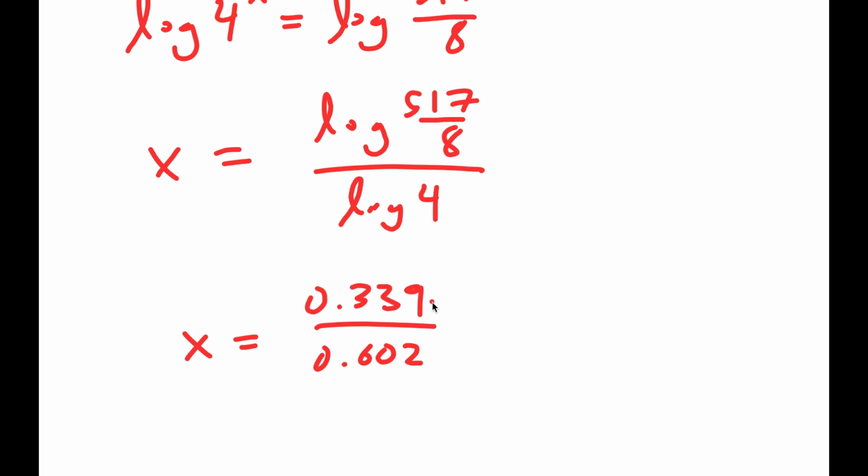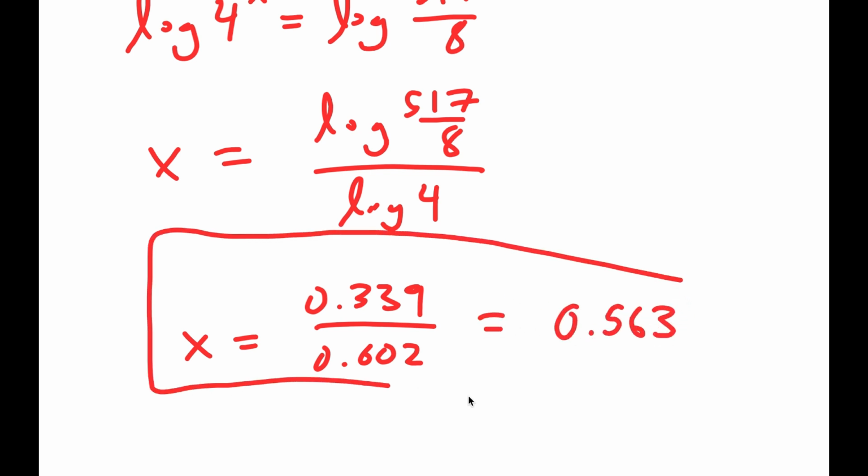So 0.339 divided by 0.602 is equal to 0.563. So this is my solution.